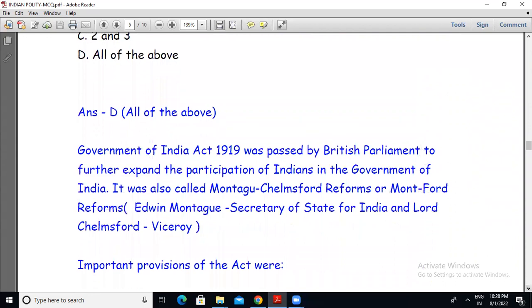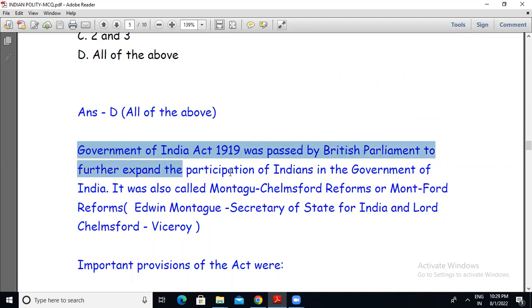So let's see about the act. The Government of India Act 1919 is also known as the Montagu Chelmsford reforms. This was passed by the British Parliament to further expand the participation of Indians in the government of India, and it is known as the Montagu Chelmsford reforms or Montford reforms.